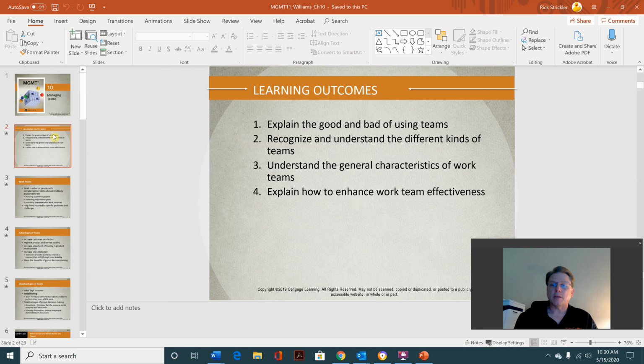First things, explain the good and bad of using teams. Recognize and understand the different kinds of teams. Understand the general characteristics of work teams. Explain how to enhance work teams' effectiveness.